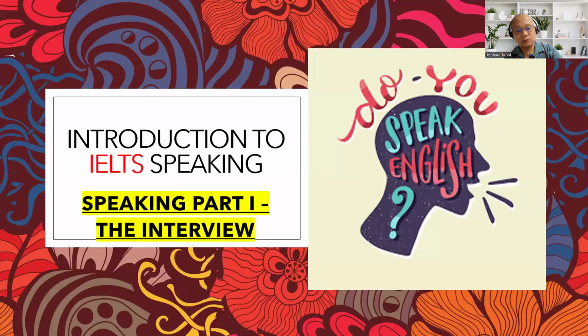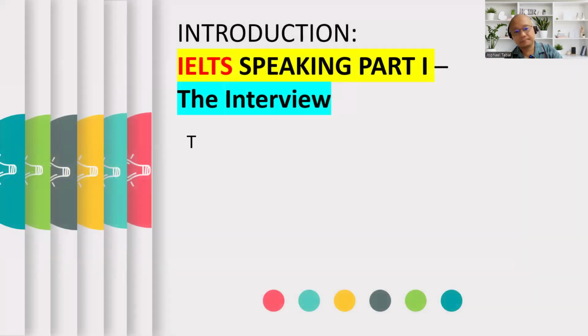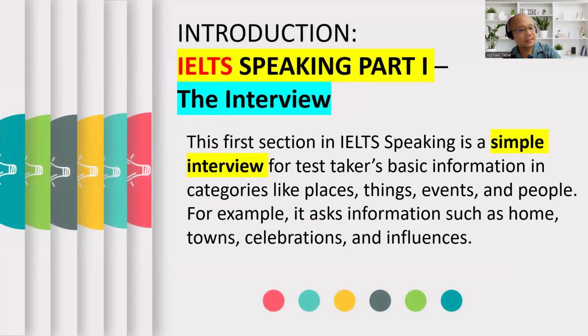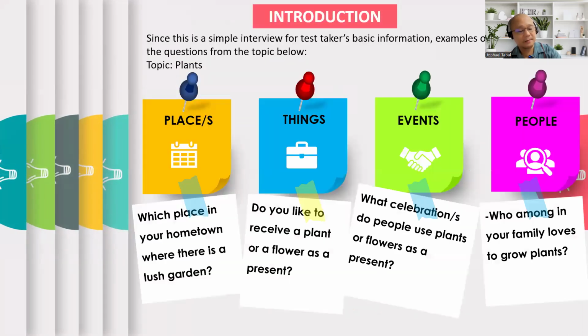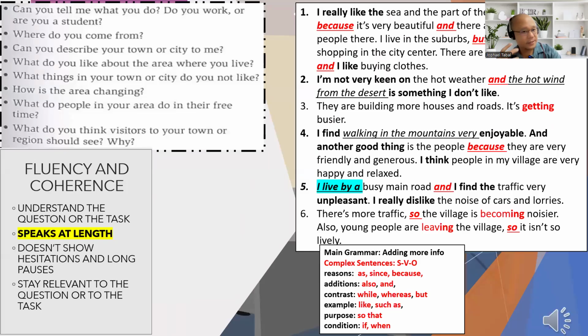Now we check speaking part one. For speaking part one, the candidate will be asked about topics such as places, things, events, and people. And for this speaking part, for fluency, the candidate is expected to speak at length. So that means when we speak at length, he or she is expected to use complex structures.